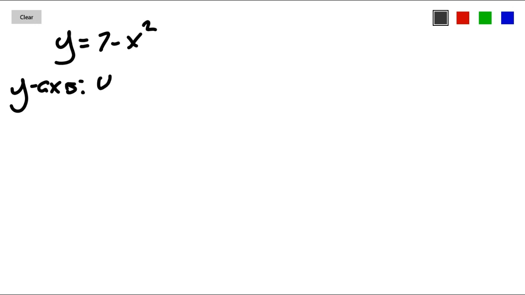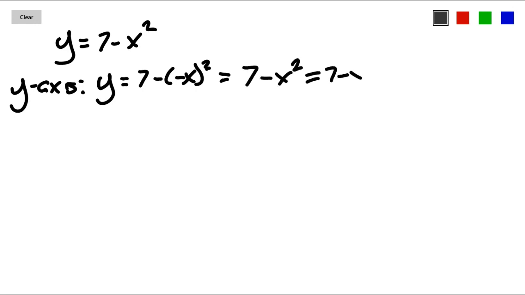Let's say that I had the function y is equal to 7 minus x squared. So to test for symmetry about the y-axis, I plug in a negative x wherever I see x into the original function. So I'll have y is equal to 7 minus negative x squared. So negative x squared is just a positive x squared. So I have 7 minus x squared. And you can see that this is equal to the original function. So we have y-axis symmetry.